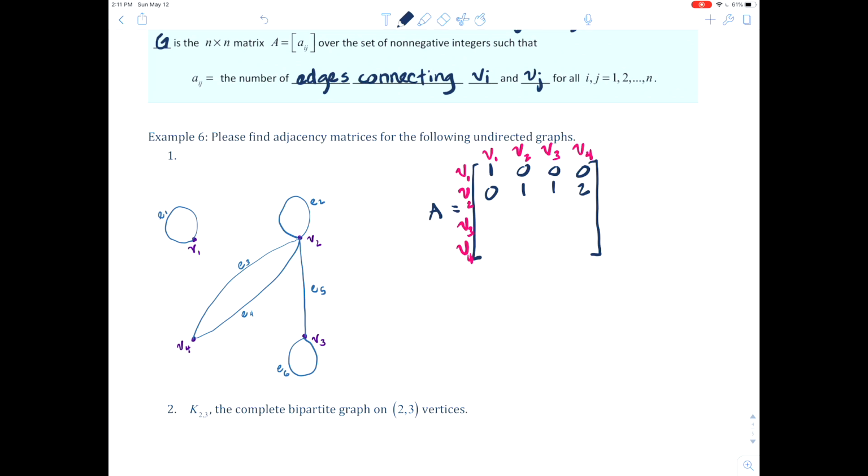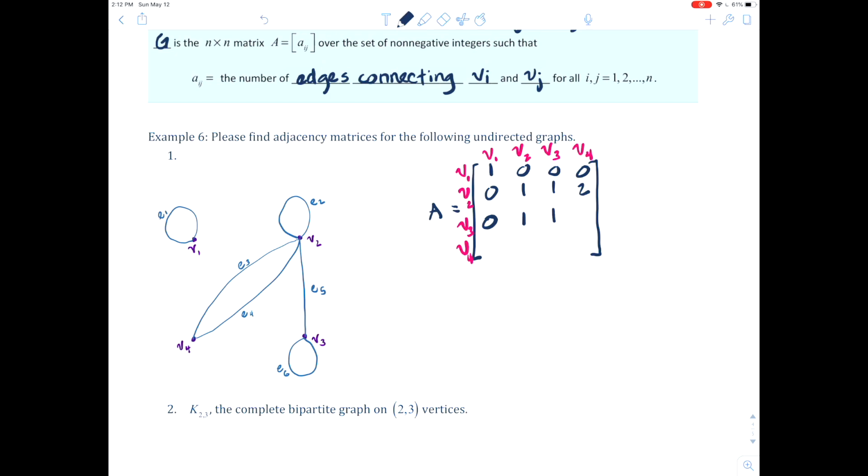Now from V3 to V1, there's 0 edges. From V3 to V2, do you see how you count that edge again, even though you already counted it for entry A23? So it turns out that this matrix might be what? Think about it for those of you that have had linear algebra before. So what about vertex 3, is it adjacent to itself? Yes, because edge 6 is a loop there. So we've got 1.